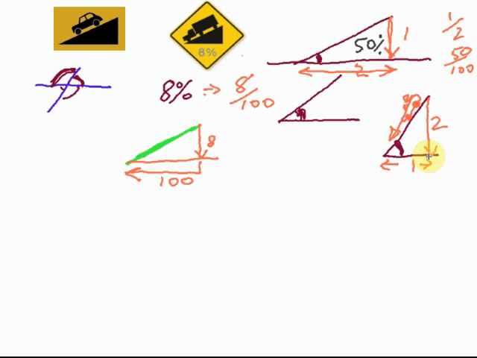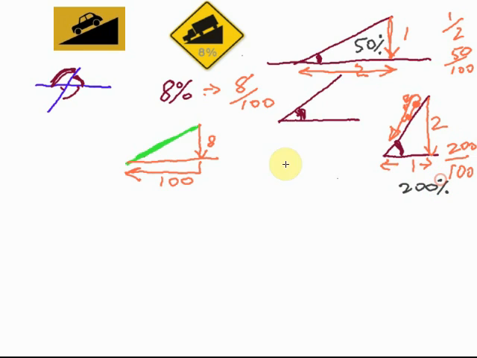Anyway, they're going down 2 for every 1 they go forward. Now what's that? That's 200%. 2 down for every 1 across. So for every 100 across, multiplying by 100, we've got to do the same up here. It's 200. That's 200% incline. 200%.